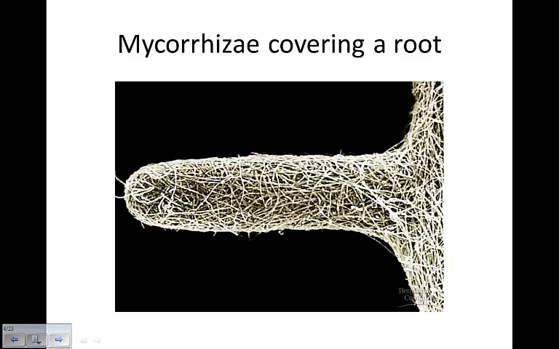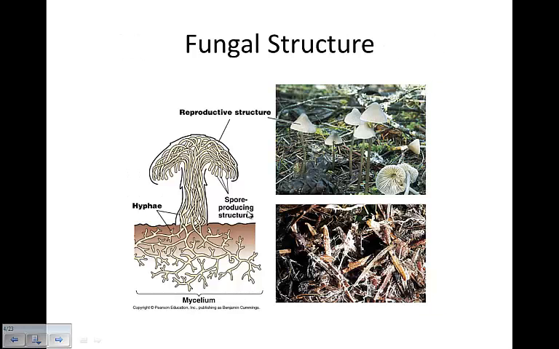So we can have this endomycorrhiza, of course, endo meaning within, where the fungus enters into the root cells of the plant, or we can have ectomycorrhiza, where the fungus actually covers the surface. So if it's on the outside, it's ecto. If it goes in, then it's endo.